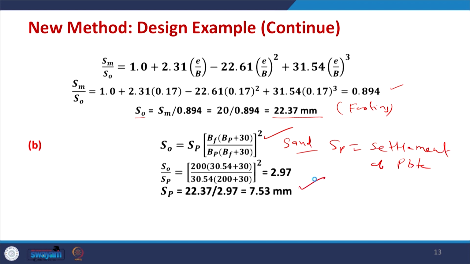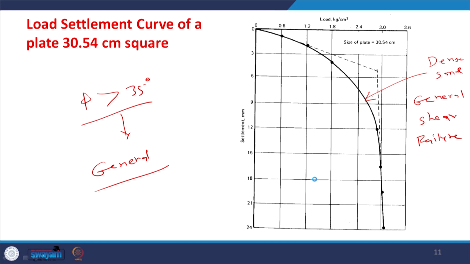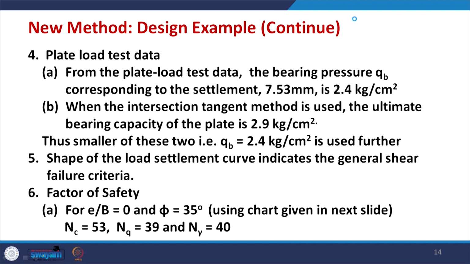Now, for this settlement of the plate, we use this chart here. If you see the data here, it is 6 and 9, so 7.5 will be somewhere here, and if I draw from there, I get the corresponding load as approximately 2.4. So, this 2.4 kilogram force per centimeter square is the intensity corresponding to the settlement of the plate.